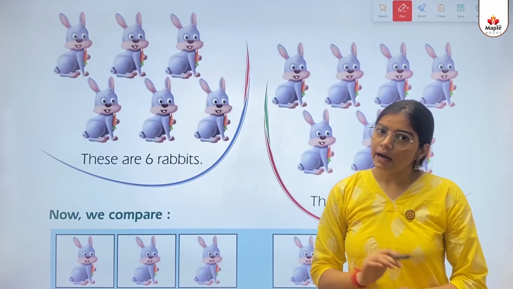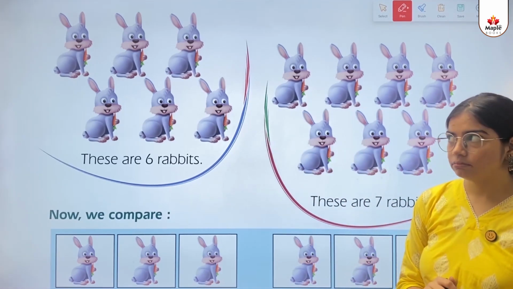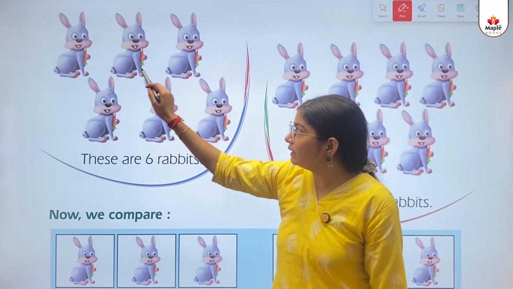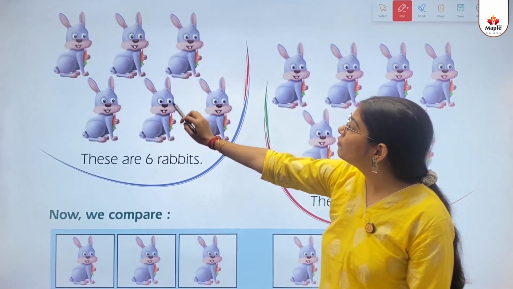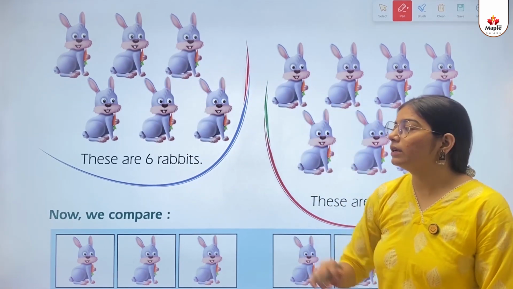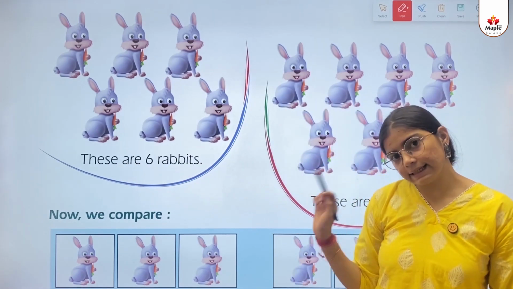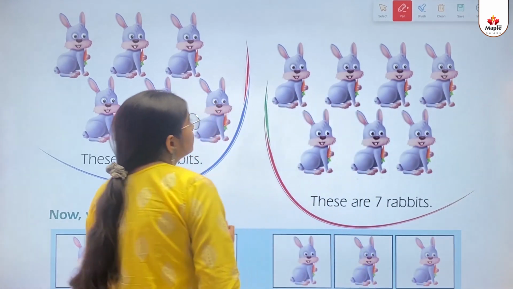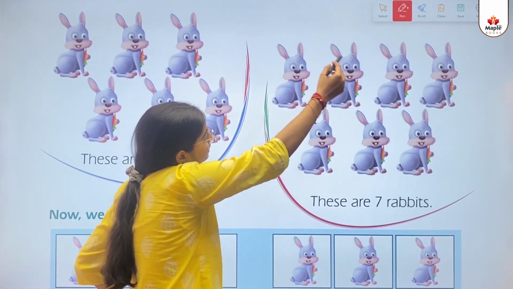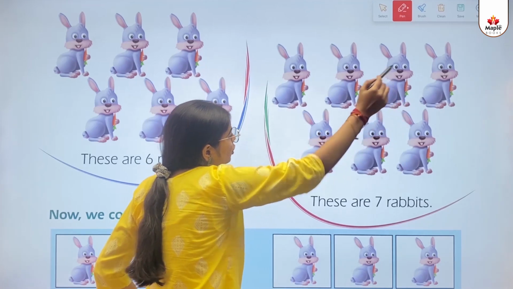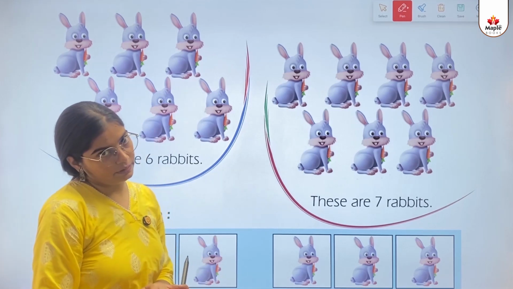Now we look at another example. Again, there are two sides given here. One with how many rabbits? We will count. 1, 2, 3, 4, 5, 6. There is already written also. There are 6 rabbits. And another side with how many rabbits? We will count again. 1, 2, 3, 4, 5, 6, 7. Another side with 7 rabbits.